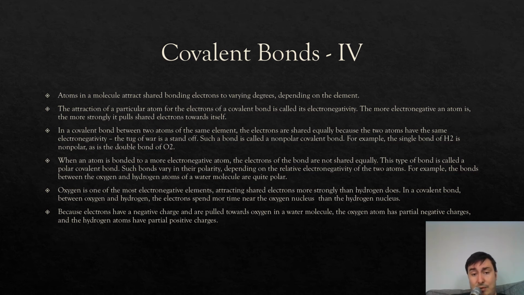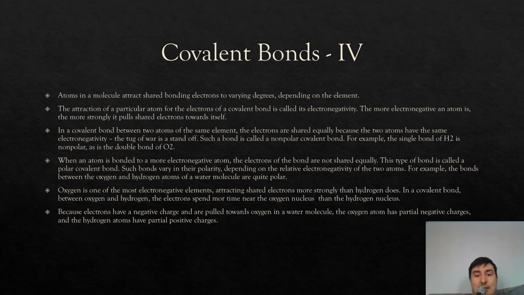When an atom is bonded to a more electronegative atom, the electrons of the bond are not shared equally. This type of bond is called a polar covalent bond. Such bonds vary in their polarity depending on the relative electronegativity of the two atoms. For example, the bonds between the oxygen and hydrogen atoms of a water molecule are quite polar.